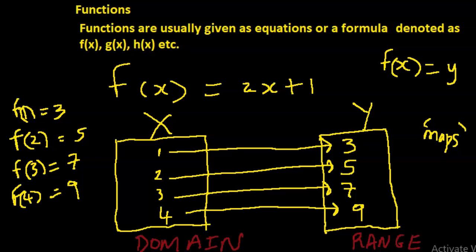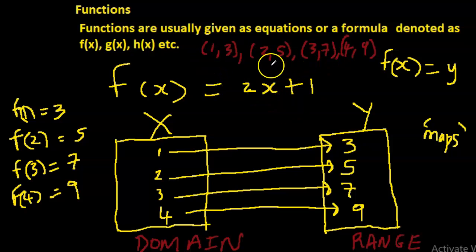Now, notice the mappings for this function. 1 maps to 3. So if you're asked what the ordered pairs are for this function or this relation, the ordered pairs would be 1, 3, because it maps 1 to 3. What's another pair? 2, 5. These are what we call ordered pairs. 3, 7, and 4, 9. And later on, when we're graphing a function, these would be the coordinates you plot, and you connect them to graph your function. But we're not looking at that now. We're just focusing on evaluating these functions.